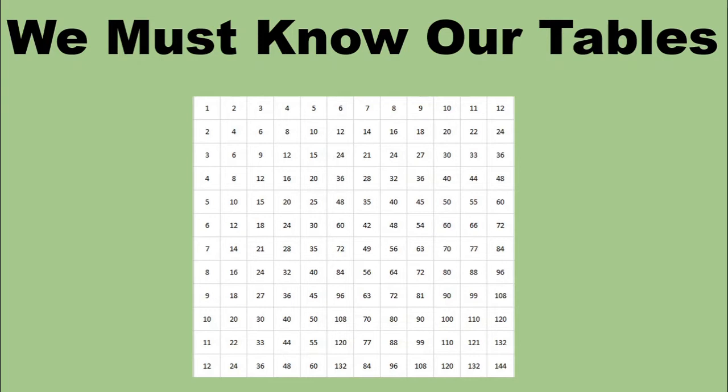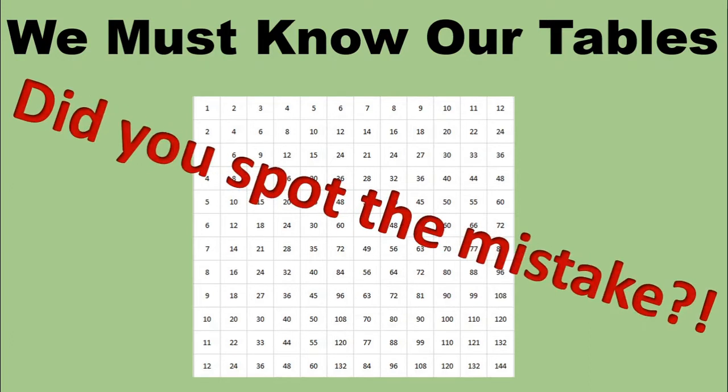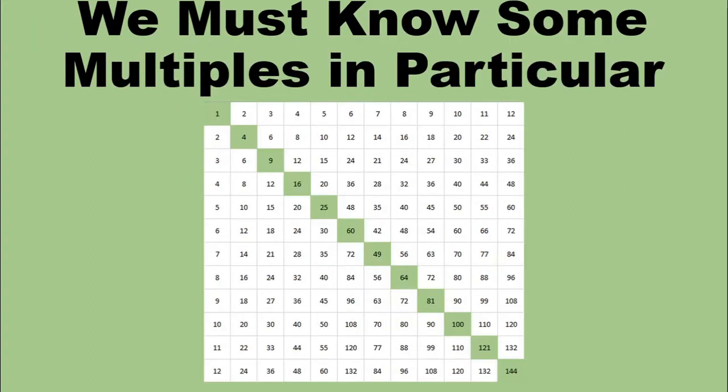I hope you didn't hit pause and just copy that whole table, or if you did, I hope you at least noticed the mistake. Those aren't the multiples of 6, those are the multiples of 12. You should know your times table, at least from 1 to 12. There are some particular multiples, though, that you definitely need to know.